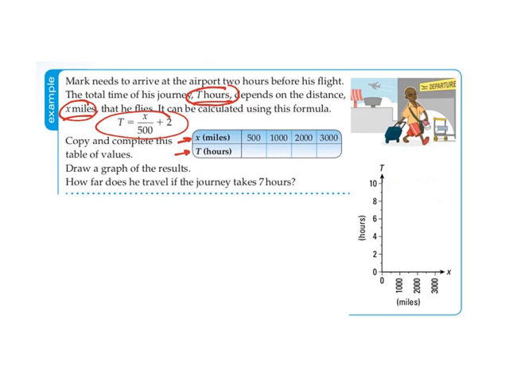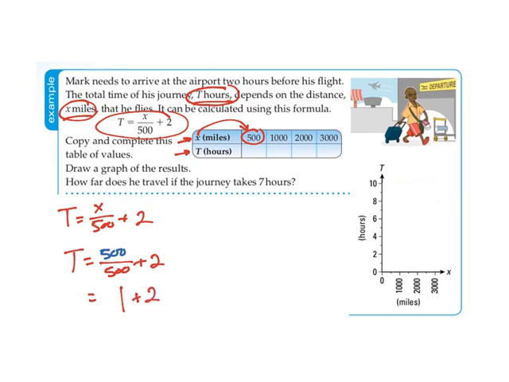So simply, if you know your equation is t equals x over 500 plus 2, and the first value we want to work with is 500, we simply replace x. We're going to rewrite it as t equals 500 divided by 500 plus 2. 500 divided by 500 is 1, plus 2 gives us a value of 3. So therefore, it takes him 3 hours to travel 500 miles.